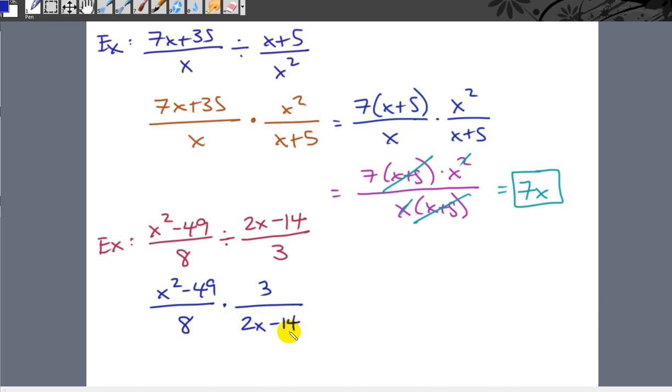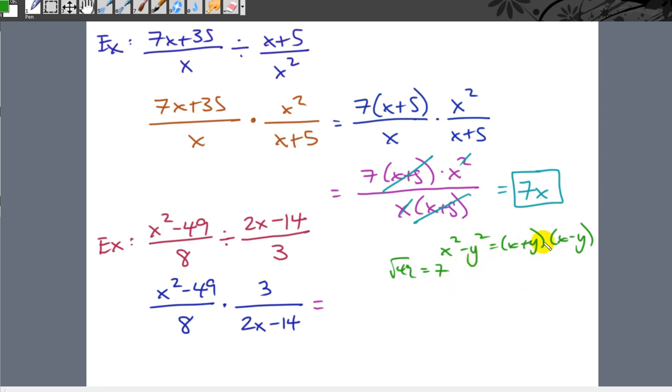Okay, now we're going to have to do a little bit of manipulation of this. Recall the difference of squares formula. That was a very long time ago, not sure if you remember it. x squared minus y squared is the same thing as x plus y times x minus y. So basically, the square root of 49 is 7, so that means y is 7.